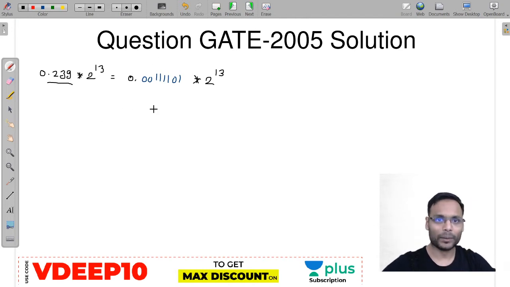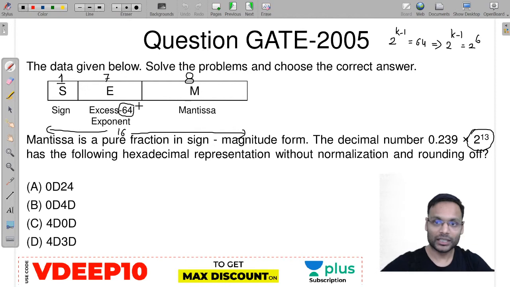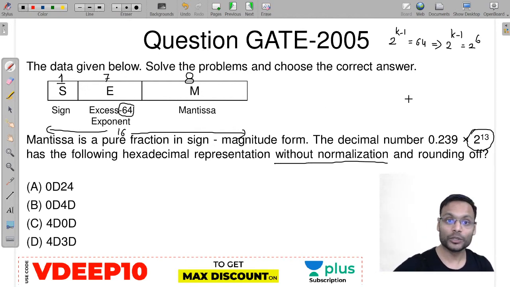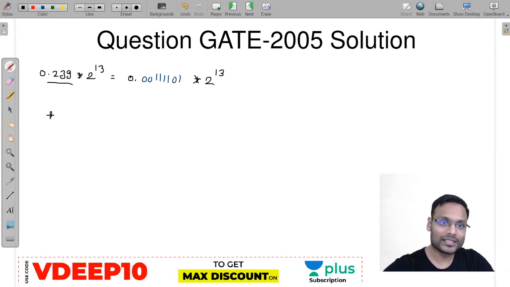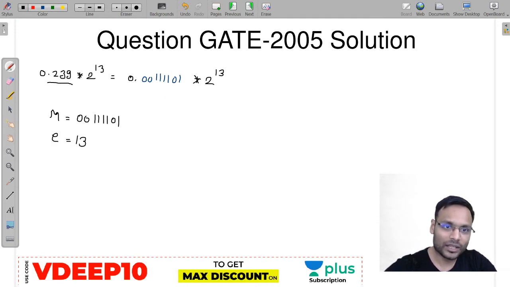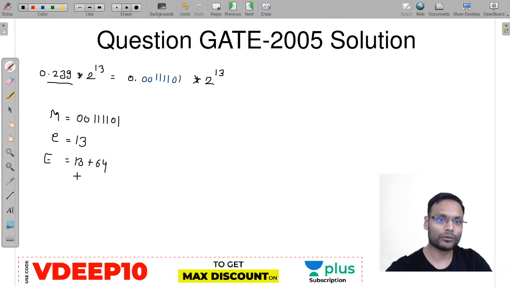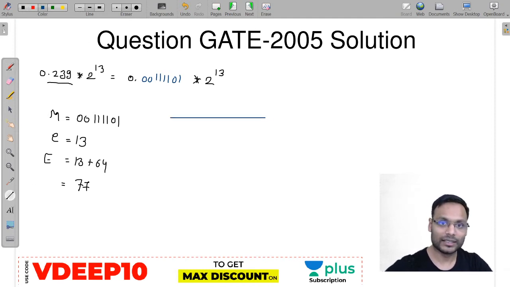This is the number. Now they clearly mentioned कि आपको without normalization store करना. Without normalization you need to store. So what you need to do is, this is only the mantissa to store 0 0 1 1 1 1 and 0 1. Original exponent you are getting is 13. So capital E will be what? 13 plus exponent 64. Sorry, by 64 it is 77. चलिए, so let's store this value in your register.